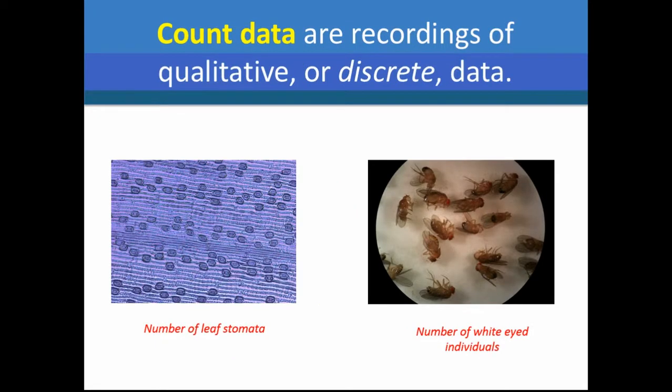Count data, as I said, are not measurements. They don't have a unit associated with them. They are discrete data points like the number of leaves on a stomata or the number of white-eyed individuals. Those are tallies that you can put down on a piece of paper and then count how many you have at the end. And there's not really a unit associated with that. While very valuable information and very useful in the realm of science, it's really not going to be the focus for our statistical analyses. We're really going to be using those measurement data points, those points that have a unit associated with them.